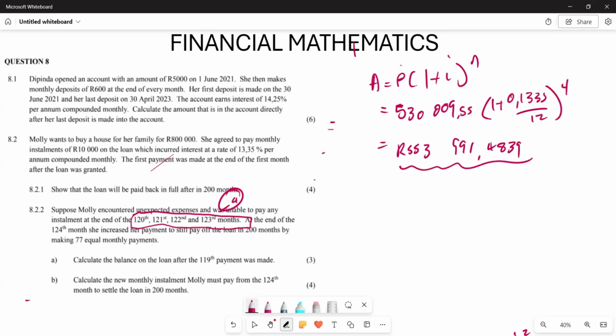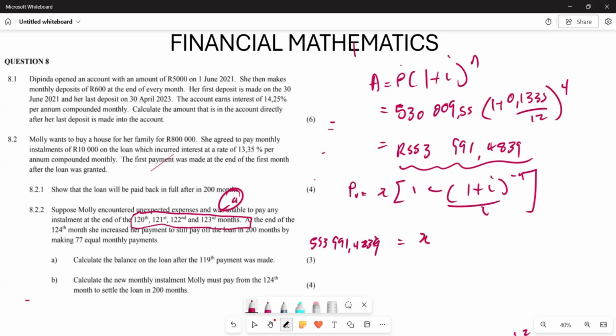Which means this is the amount of money that is still going to be owed by Molly. From this money, we need to calculate the monthly installment. So we are going to use the present value annuity, which is x into 1 subtract 1 plus i to the power of negative n over i. Now this is the same as the present value, 553,991.4839, equals to x. We want to calculate for the x.